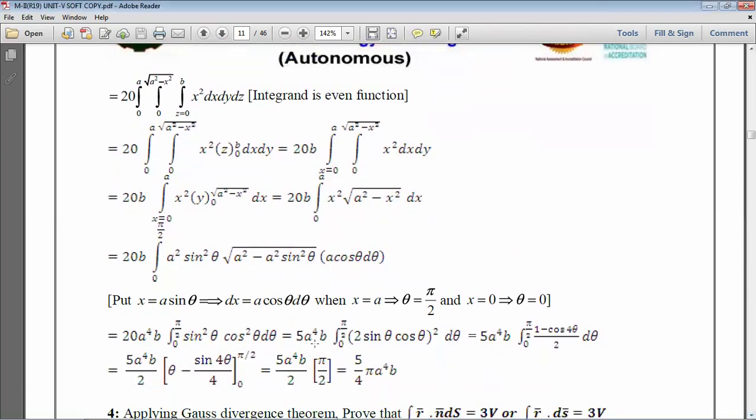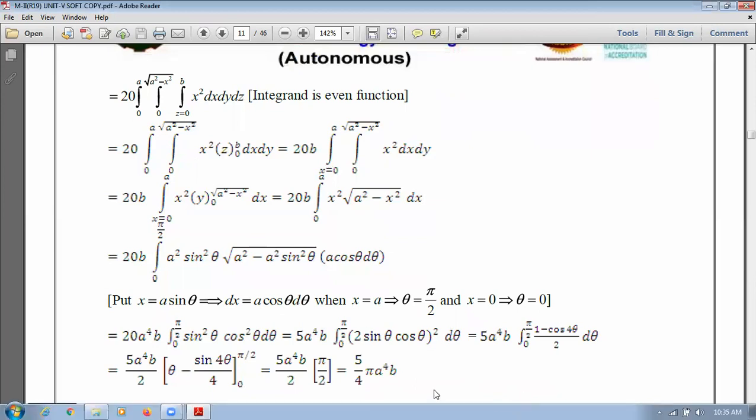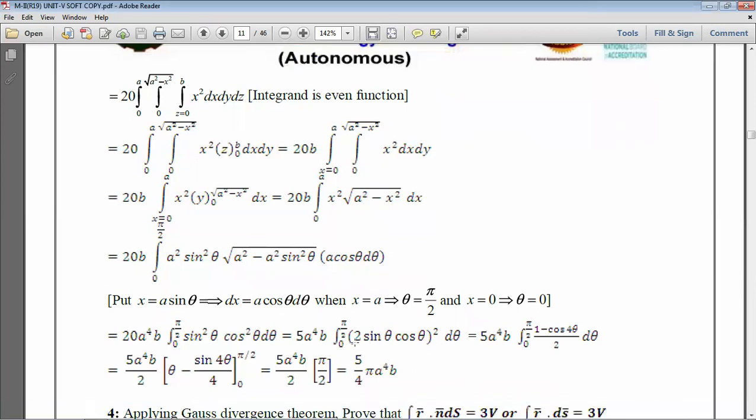See, sine square theta, cos square theta, and we multiply with 2 and divide with 2. Divide with 4, multiplied with 4. And we applied here cos square 2 theta, sine square 2 theta, 1 minus cos 4 theta by 2. And by simplifying, we got it as 5 pi a power 4 by 4. This is that.